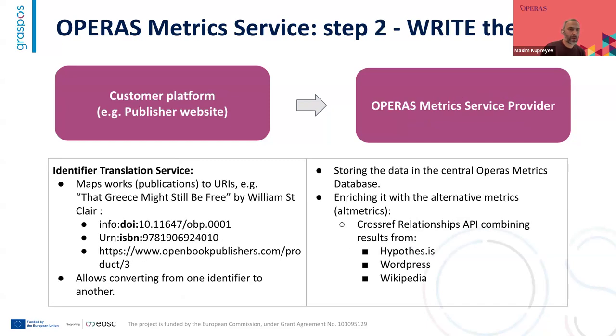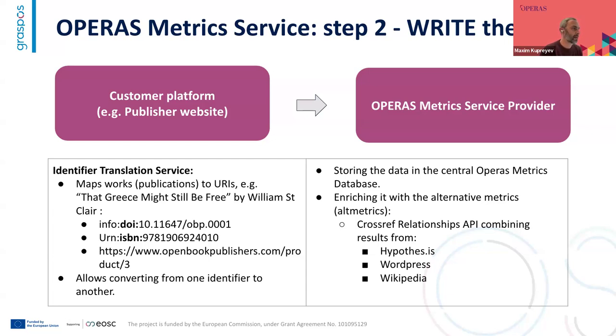Next slide, yes. So in step two, which I call here write the data, is the communication between the customer platform and the OPERAS metrics service provider. An important element in this communication is the identifier translation service. Publications, as I have mentioned before, can have different types of identifiers. And you see in this example, listed on the slide, the work by Williams St. Clair has a DOI, has an ISBN, and has also a URL. And they all refer to the same work.